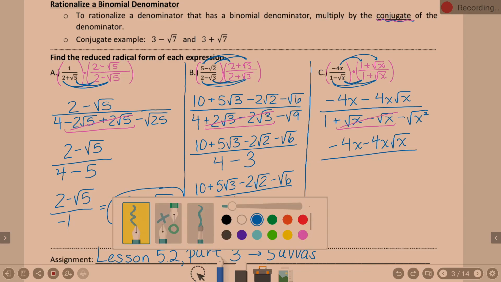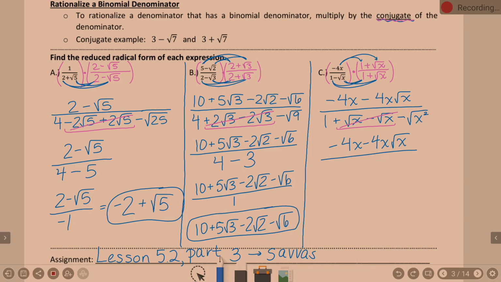Out front we have a 1 to bring down, minus square root of x squared. What's the square root of x squared? x, right? Because remember, a square root, this is a little 2, and you do that 2 divided by a 2, and it becomes x to the first. So square root of x squared is just x.